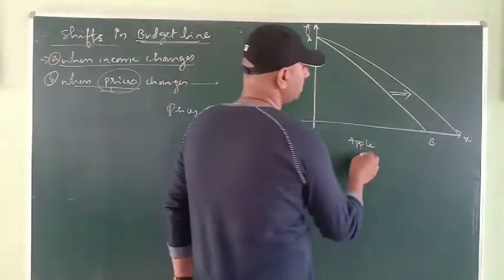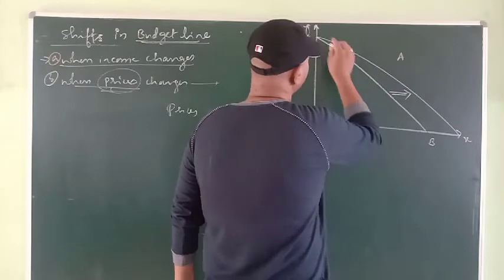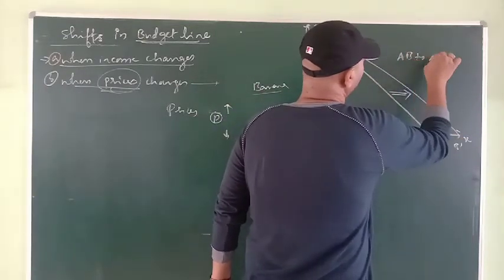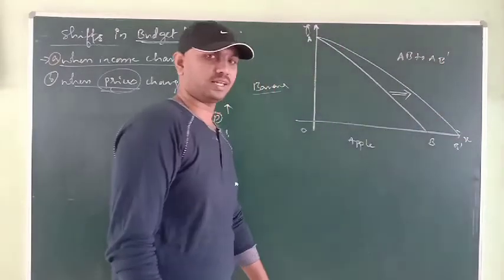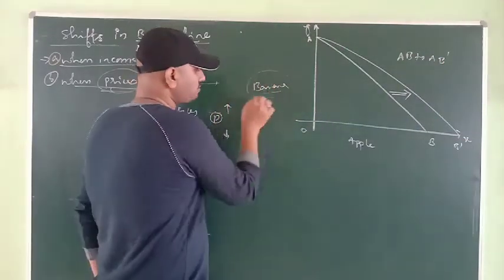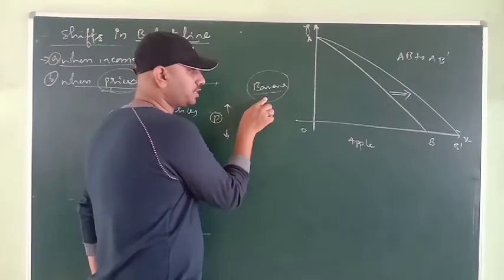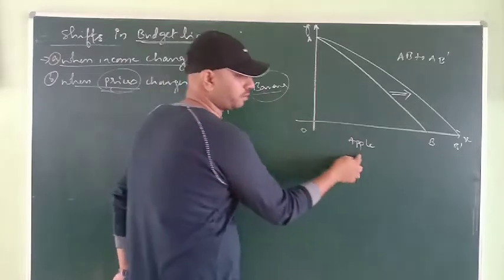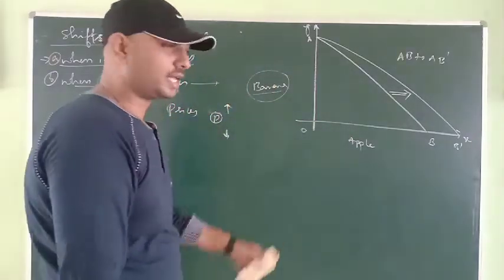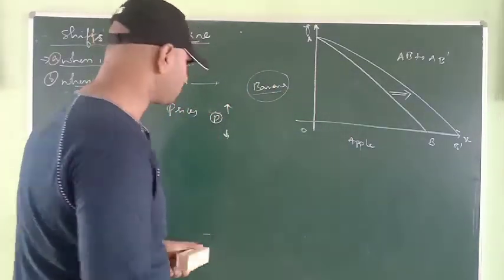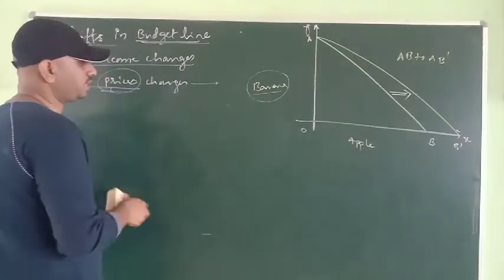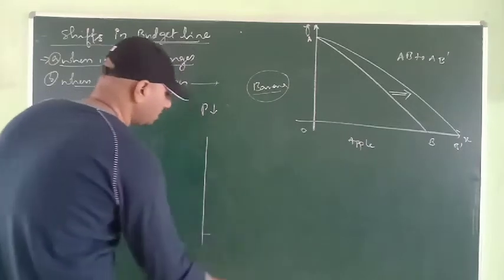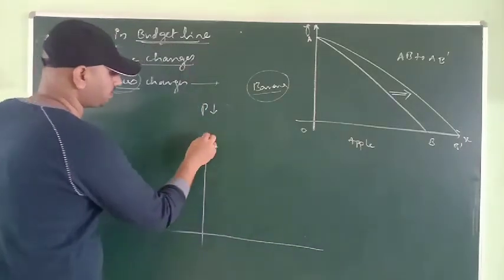In such a case, the budget line will shift from AB to AB dash, like this. It means when the price of banana increases, the consumer is not going to buy banana. At the same prices, he may prefer more of apple. The reverse situation also arises in the market when the price of a commodity decreases. Are we clear? Let's come to the second point of price changes.